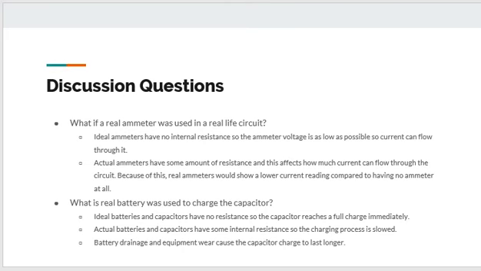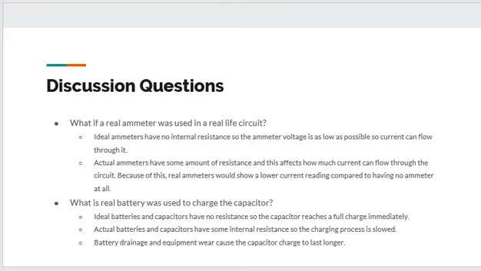To conclude, if a real ammeter was used in a real-life circuit instead of the online ideal construction kit, then the current reading would be lower than seen in this lab. This is because ideal ammeters have no internal resistance, so the voltage across them is very low and the current can pass through. In an actual ammeter, there is some amount of resistance that affects how much current can flow through the circuit. If a real ammeter was used, then the current reading would be lower than if the ammeter were not present at all.